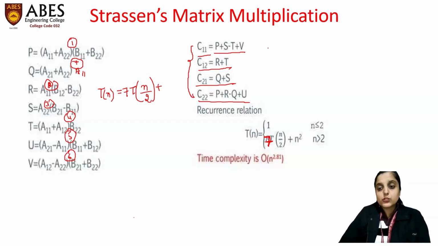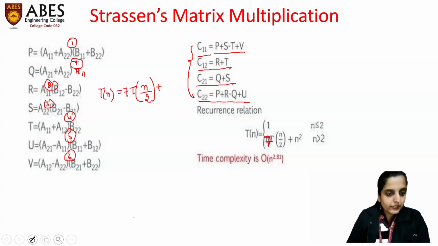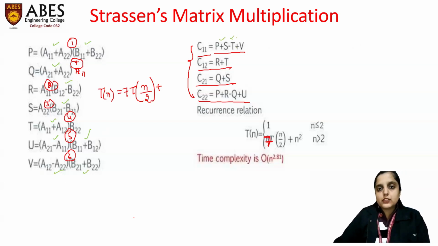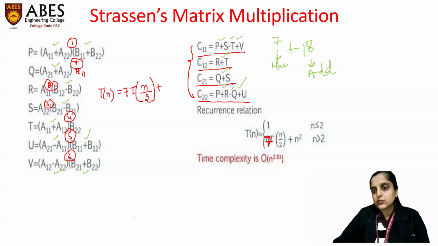Now we're going to count how many times we are doing addition and subtraction. So let's count it. 1, 2, 3, 4, 5, 6, 7, 8, 9, then 10, 11, 12, 13, 14, 15, 16, 17, 18. So it means a total of 7 multiplications plus 18 additions and subtractions.